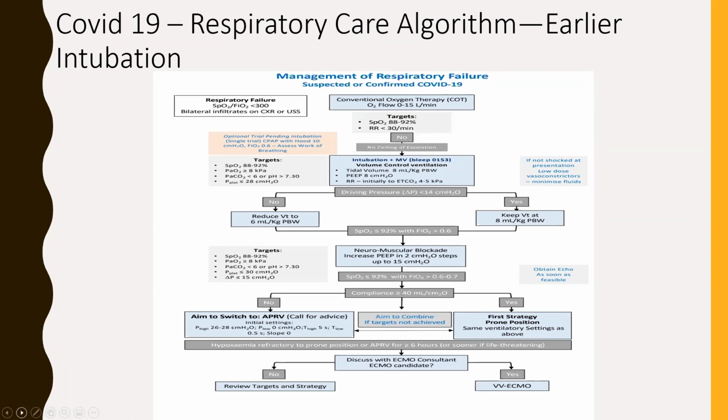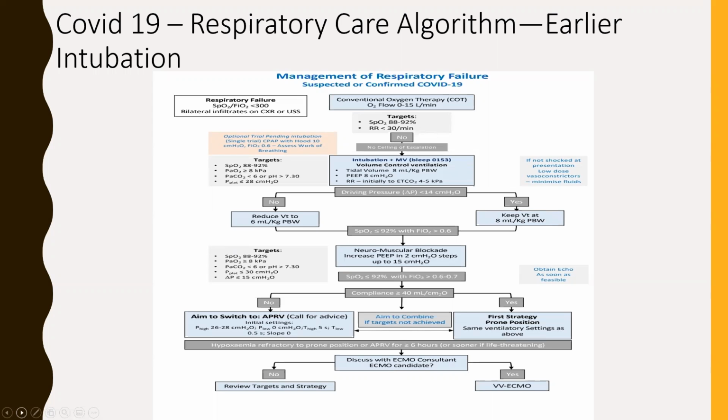And you're kind of working your way down here. Do you keep the patient at 8 mLs per kg versus 6? A lot of that is determined based on plateau pressures, peak pressures, hemodynamics, arterial blood gas results, etc. And then working your way down. Once you get a little further down after intubation, do you try a neuromuscular blockade?